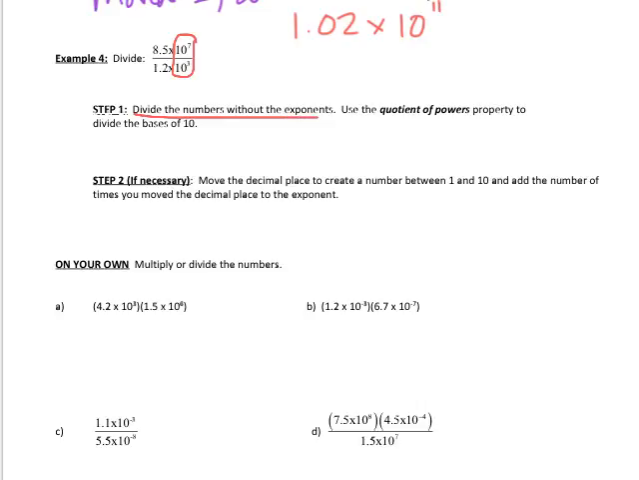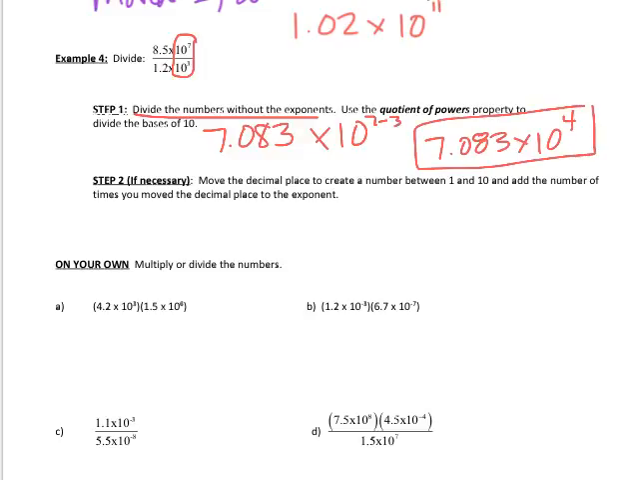All right, so that's already set up, and it says divide the numbers without the exponents. So 8.5 divided by 1.2 is going to be 7.083. And then it says that we want to use the quotient of powers property to divide the bases of 10. So that's just going to be 10 to the 7 minus 3, or I could rewrite this as 10 to the 4th power. Remember, we can subtract those. So this is what I end up with.